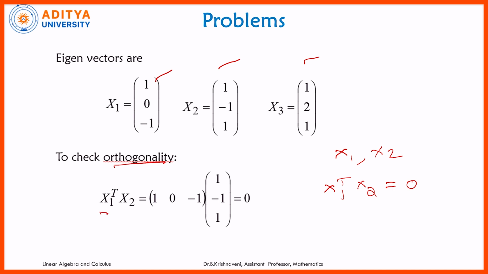So, x1 transpose into x2. Since x1 is the column 1, 0, minus 1, x1 transpose becomes the row 1, 0, minus 1, into x2, the column 1, minus 1, 0. After multiplication, we get 1 into 1 is 1, 0 into minus 1 is 0, minus 1 into 1 is minus 1. So, on calculating, we got the value equal to 0. Hence x1 and x2 are orthogonal.